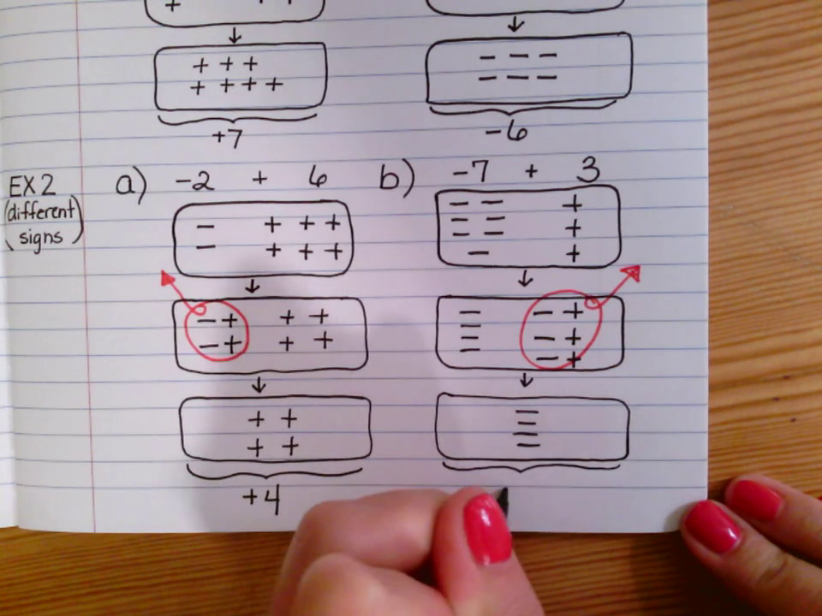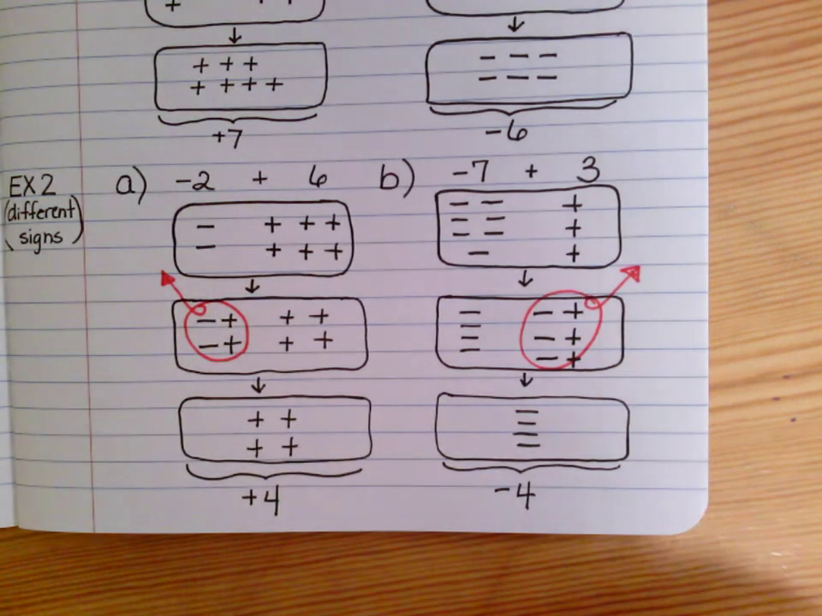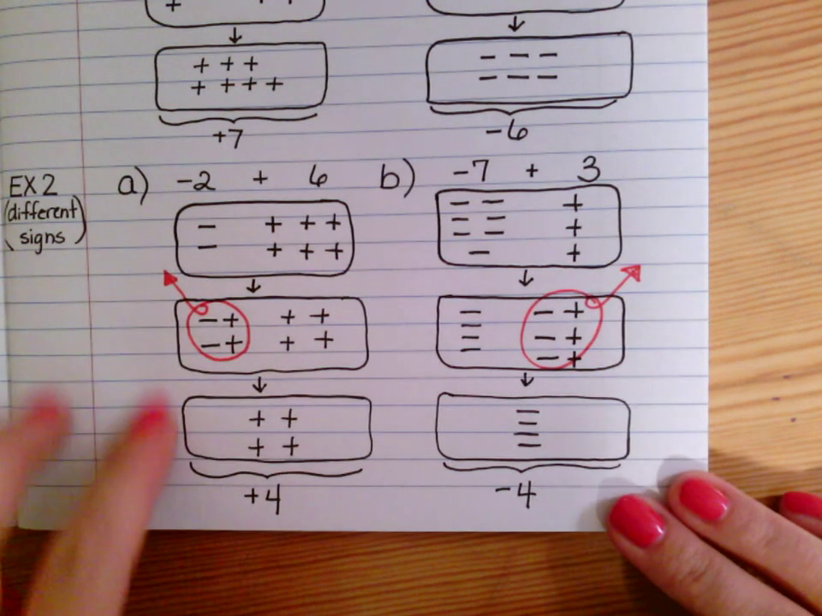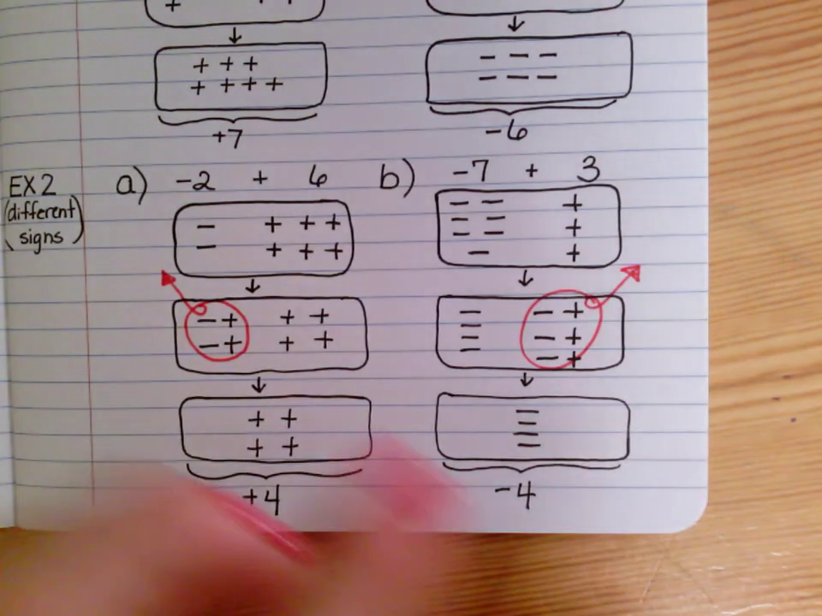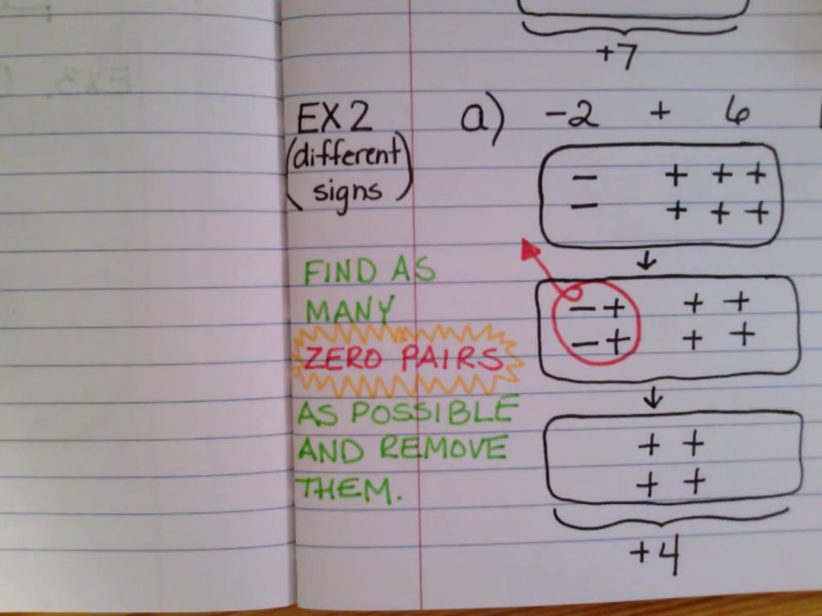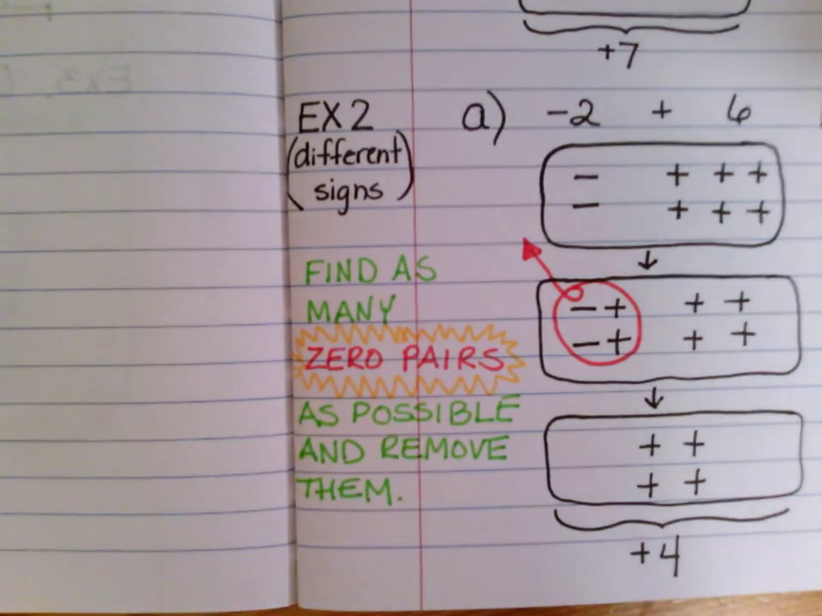So what we're doing here is we're finding as many 0 pairs as possible and removing them. So I'm going to write that here in the margin. All right, so to add 2 integers with different signs, you put the pieces on and then you find as many 0 pairs as possible and remove them. And whatever remains is your final answer. And that is the notes on section 1-2, adding integers.